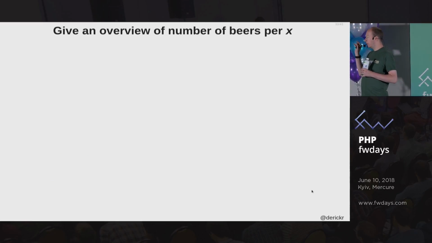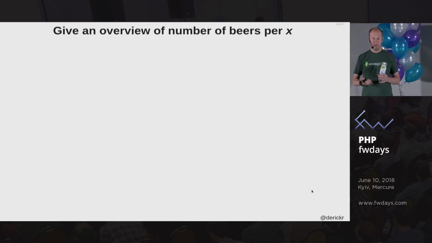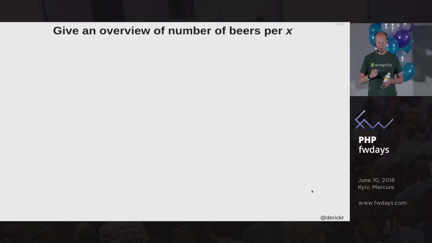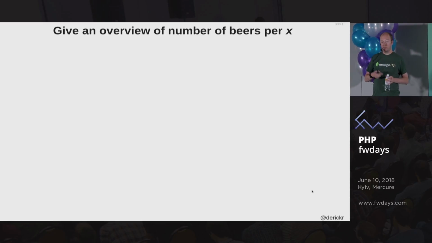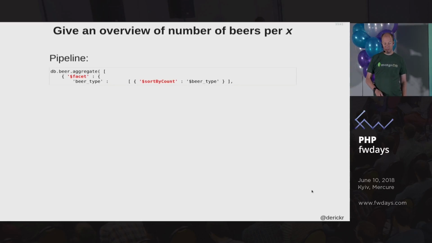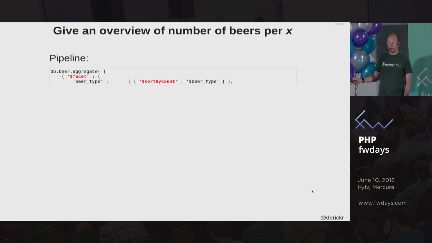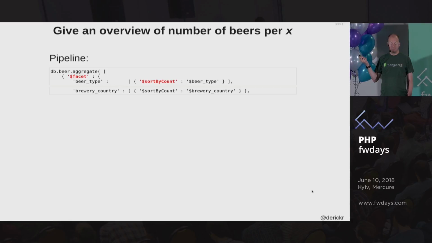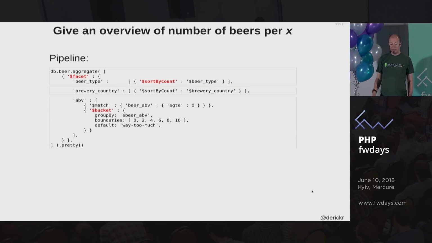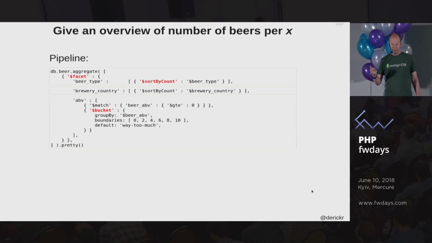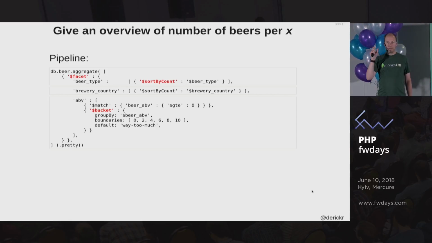But the aggregation framework, and I know this slide is going to be way too complicated to explain, I just wanted to show you that it is really, really powerful. If I want an overview of the number of beers per X, then we can do things like this. If I want to show how many beers of a specific type I've had, we can use sort by count, which is a sort and a count for that specific type. Or the same thing for countries where I have had the most beers from. You can do that. Or you can even create histograms, so a histogram that stores the beers per range of how much alcohol they contain.